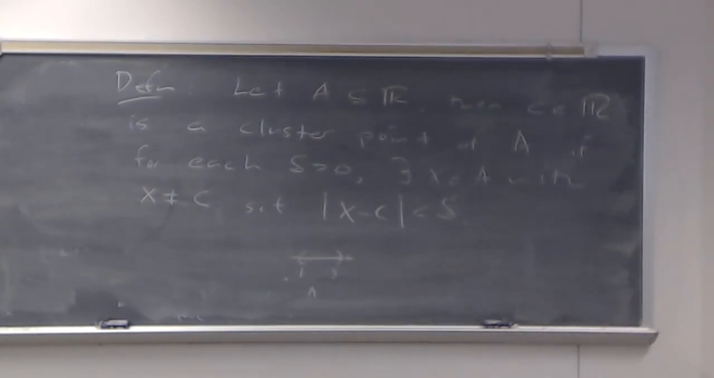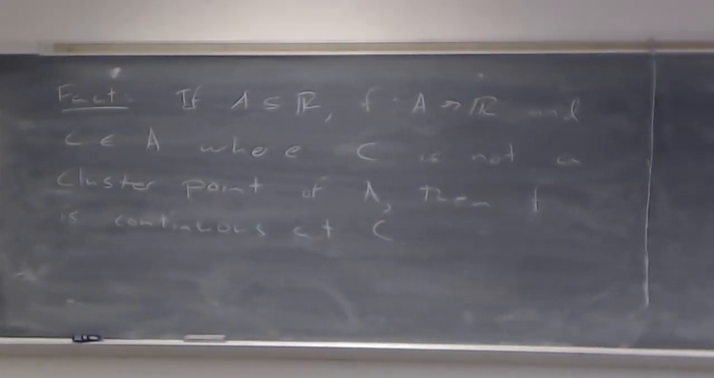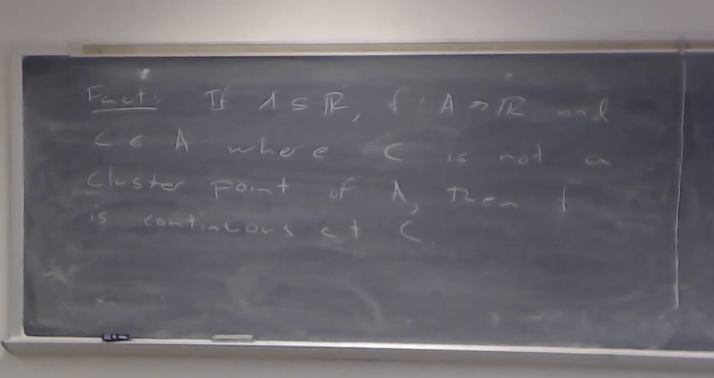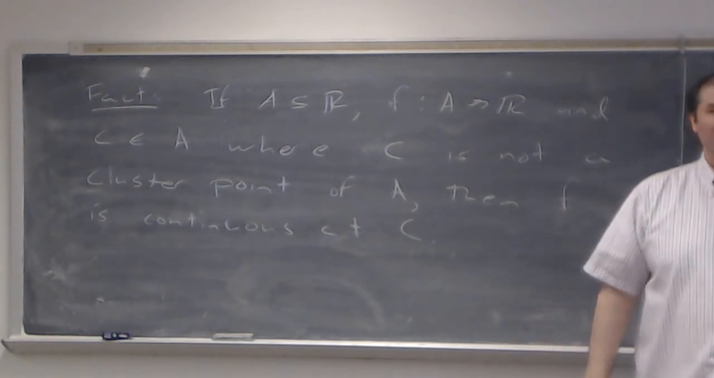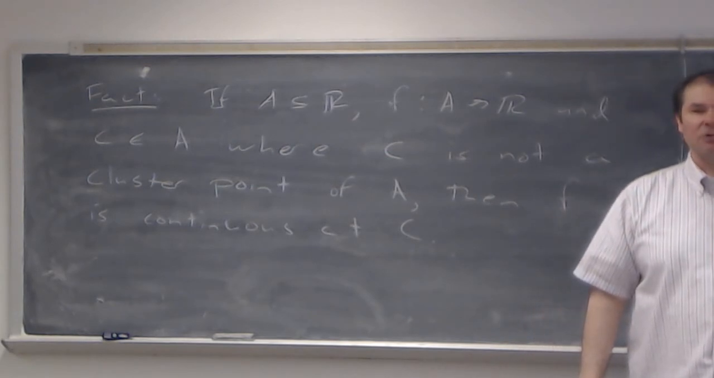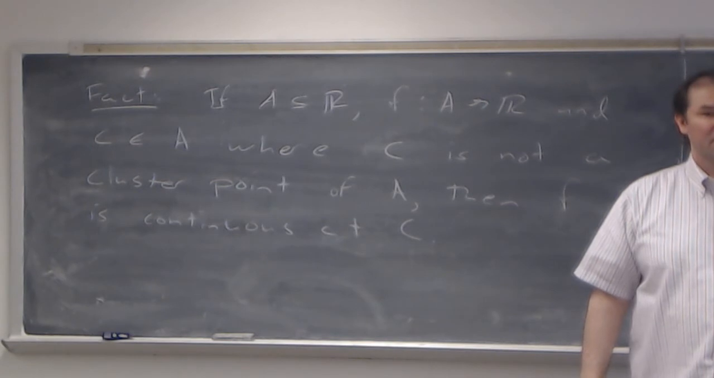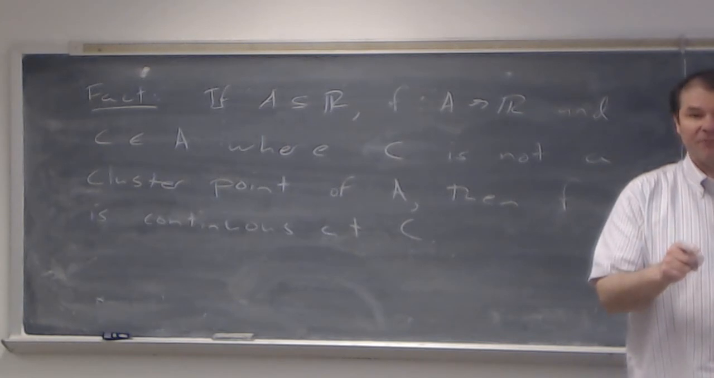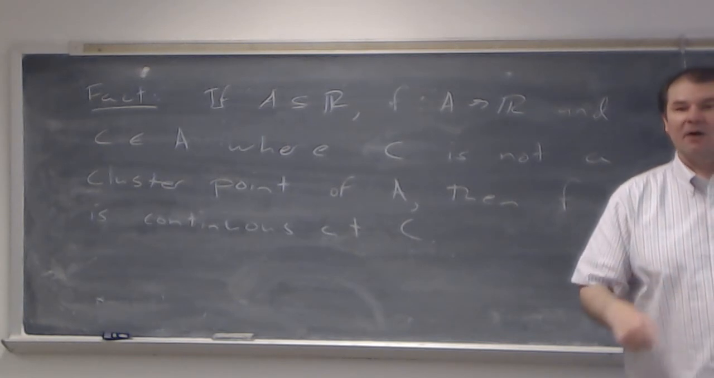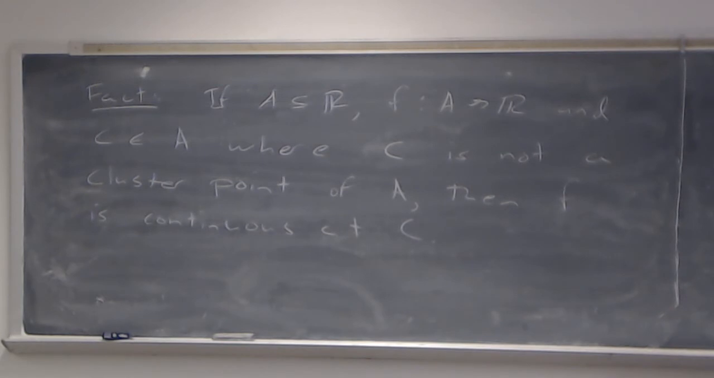Okay, well, let's turn back to the fact that I said. We're saying, hey, if you're in the domain, but you're not a cluster point, then you're automatically continuous. The function is automatically continuous. Oh, wait a minute. What does it mean to not be a cluster point? That means there aren't things arbitrarily close to C from A. What that means is really C is out there by itself. It doesn't have anything close to it from A, besides maybe C itself. So C's in A, but it's off there by itself. Man, it's standing alone. That's what's happening. Okay? So here's the proof.